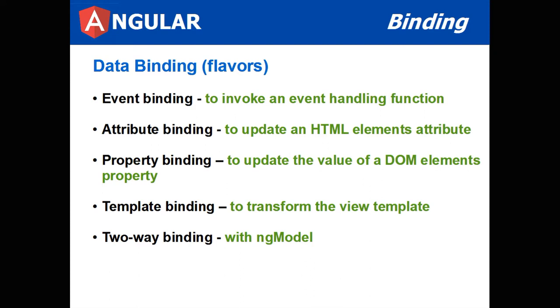Okay, and there's two-way binding with ngModel, which means when a component attribute gets changed, you update the view on the template. If a value visually on the template gets changed, it propagates back to the component. So we use ngModel to implement the two-way binding.